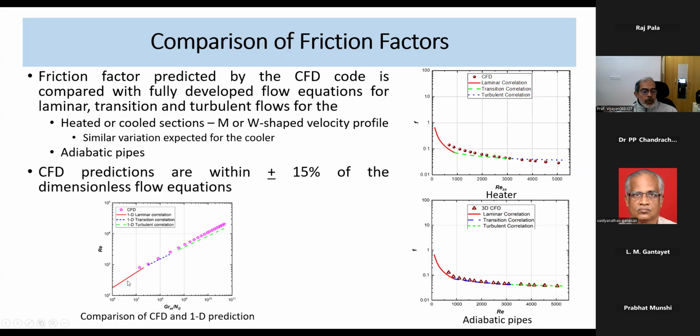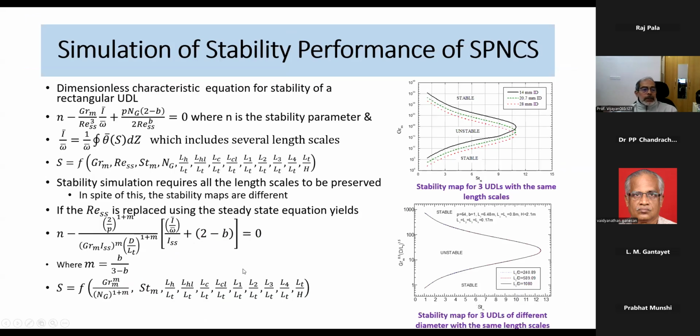So this is that correlation: this red line, blue line, and the green line. They are for the laminar, transition, and turbulent regions. And the stars are all CFD predictions. So you get a reasonable prediction with this. Now let's come to stability. If you come to stability, what happens?